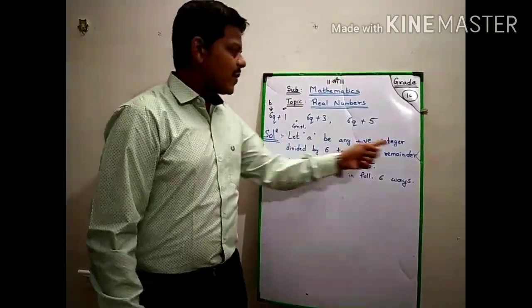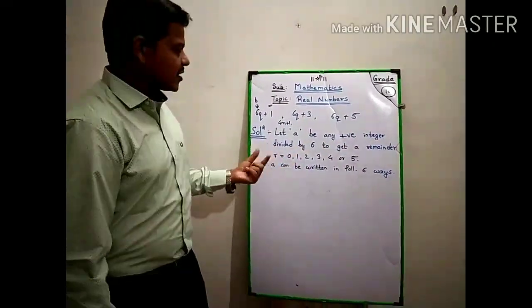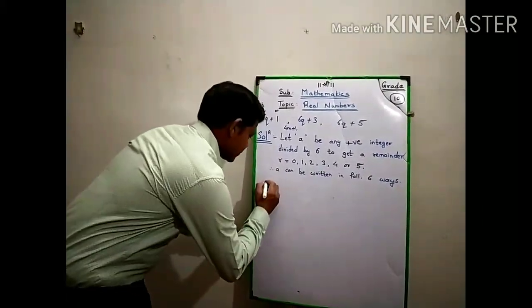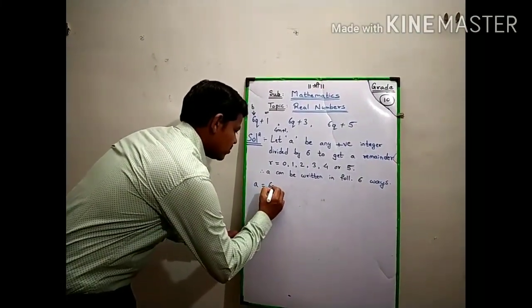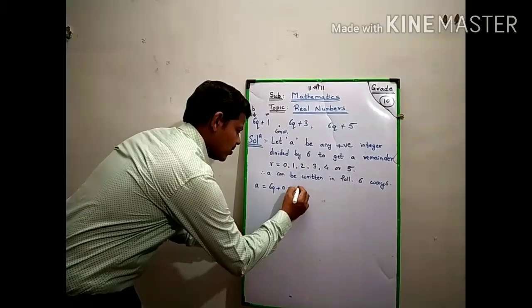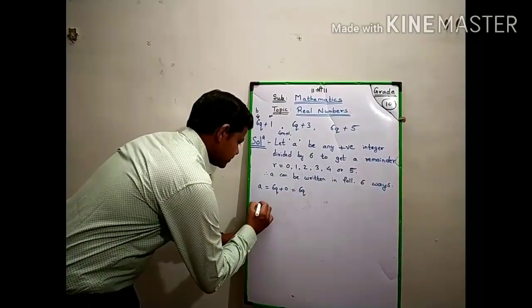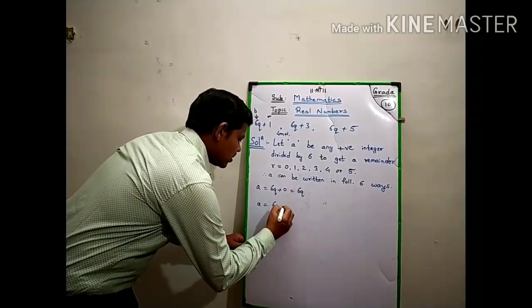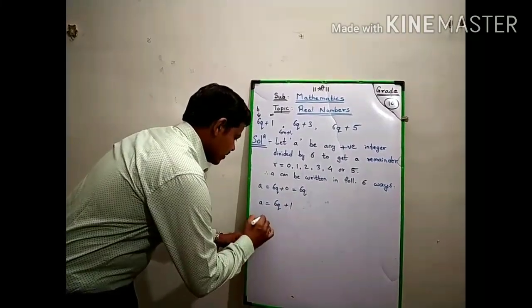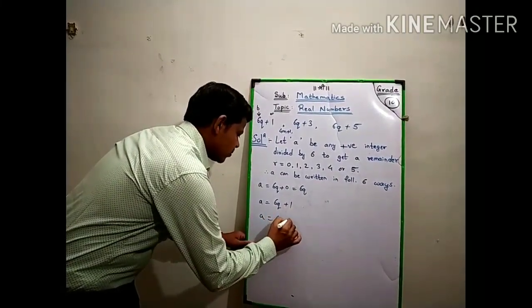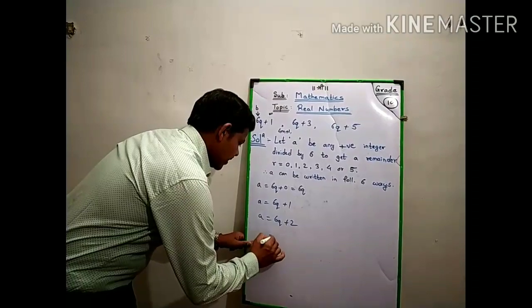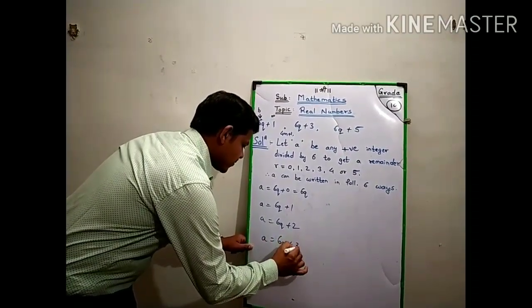So the first statement is clear. Correct? And which are the possible 6 cases? Yes. A is equal to 6q plus 0, that is 6q, you can say. A is equal to 6q plus 1. A is equal to 6q plus 2. A is equal to 6q plus 3.